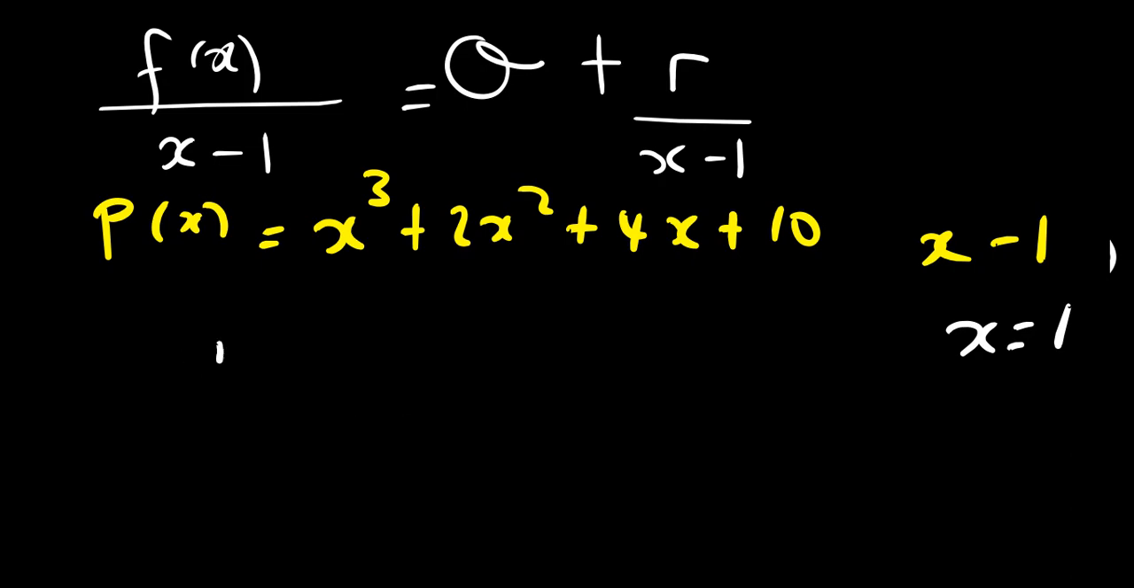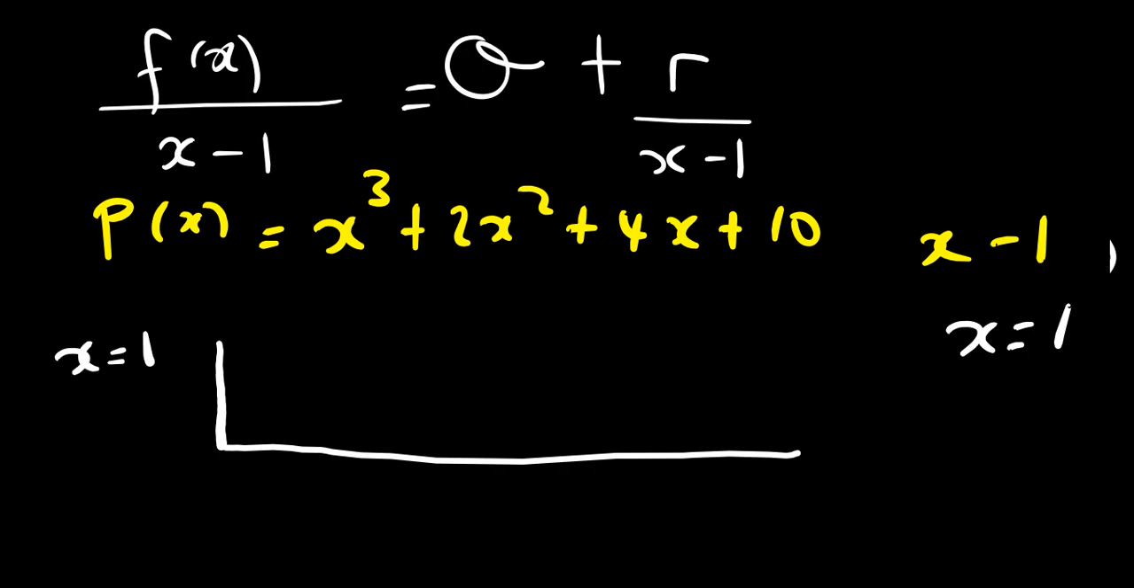Okay, this is very simple as well. So we're saying x is equal to 1. So get all the coefficients of x in this expression. We're going to start with 1, this is 2, this is 4, this is 10.